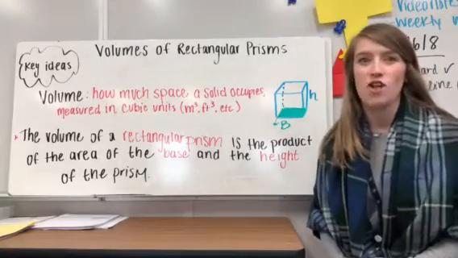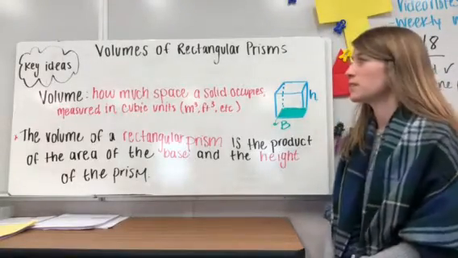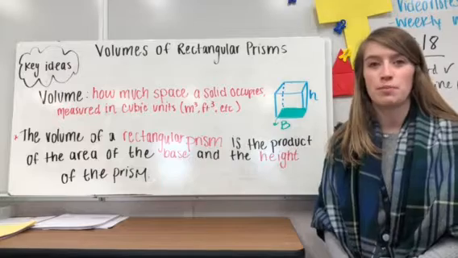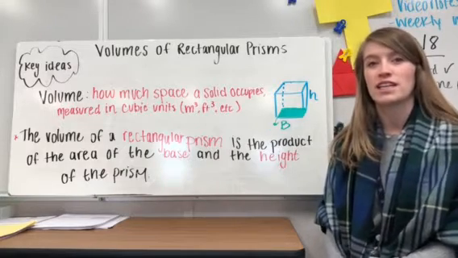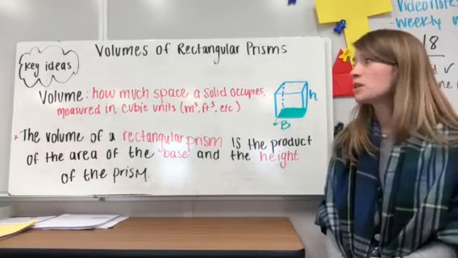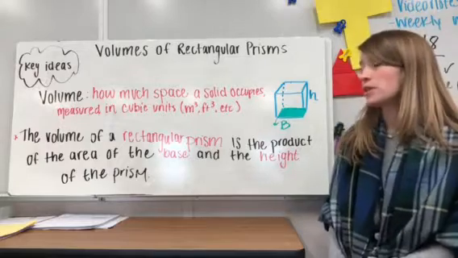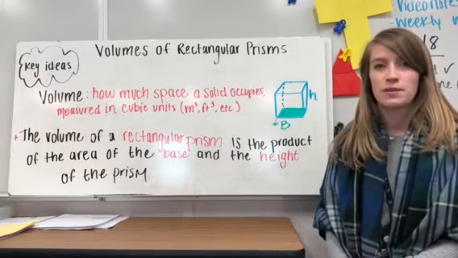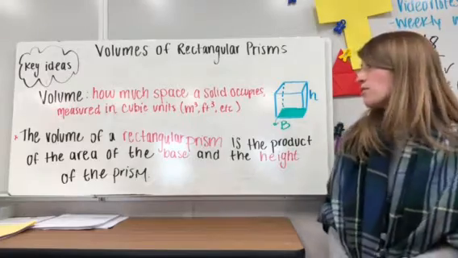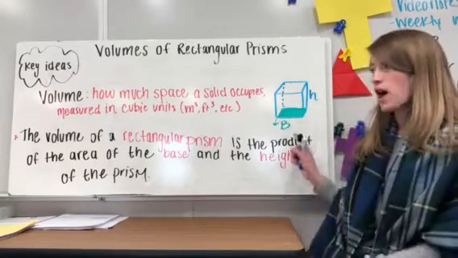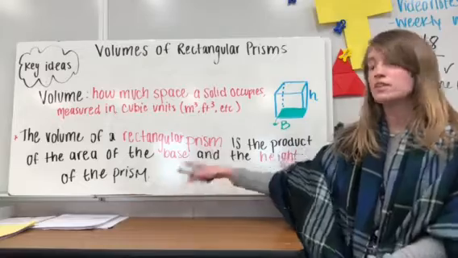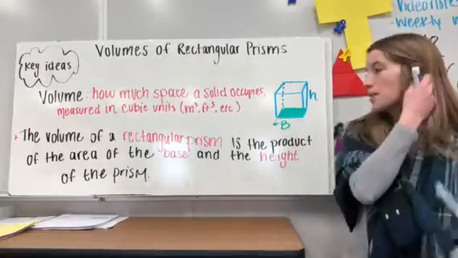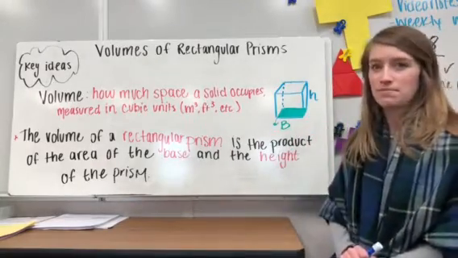Today we're discussing volumes of rectangular prisms. Volume is how much space a 3D object occupies. We measure it in cubic units, so a few examples of those are meters cubed and feet cubed. We can find the volume of a rectangular prism by taking the product of the area of the base, which I've marked with a capital B, and the height of the prism.